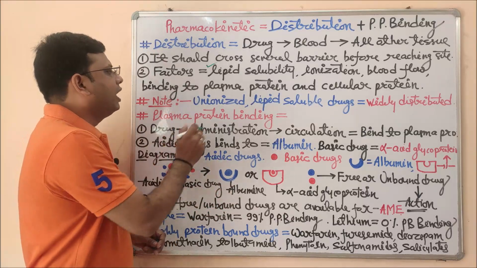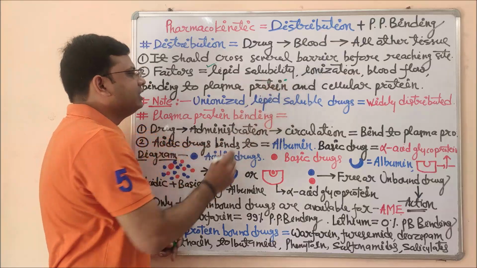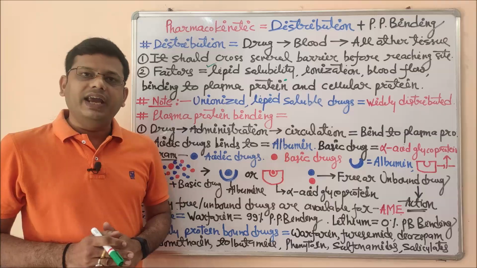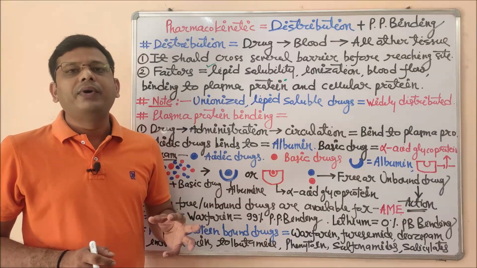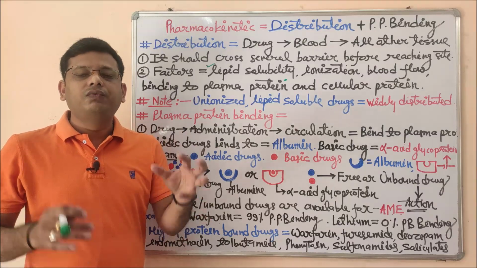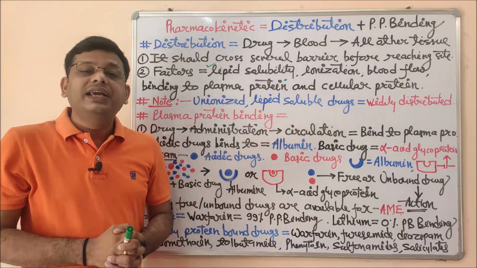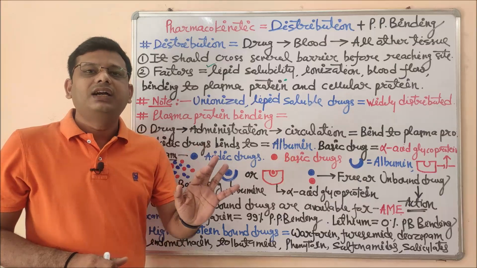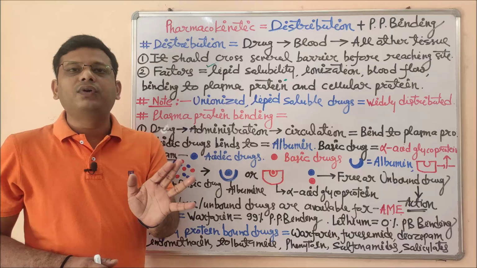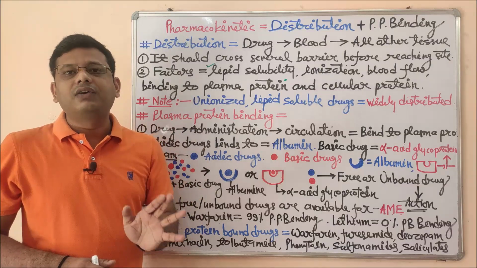Next one is binding to plasma protein. This is a limiting step. What is the meaning of binding to plasma protein? Suppose I am giving a drug and this drug has the property to bind with the plasma protein and somehow with the cellular protein. The plasma protein will bind with this drug and keep it with itself, and that drug will not be available for distribution.